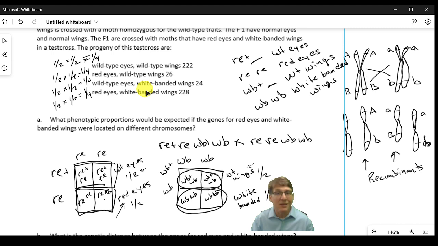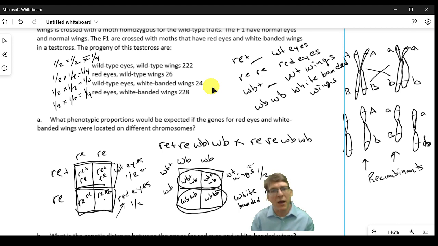What that means is that we would expect our ratios to be equally proportional, in which we'd get the same amount of offspring for each one. And what we see is we don't see that. And because we don't see that, that's what tells us that this is not an independently assorting trait. I mean, that this is a linked trait, that these are found on the same chromosome.